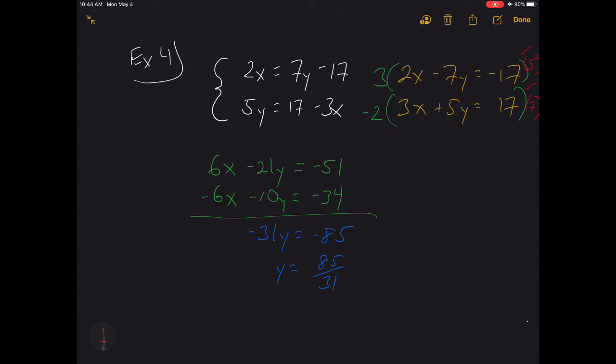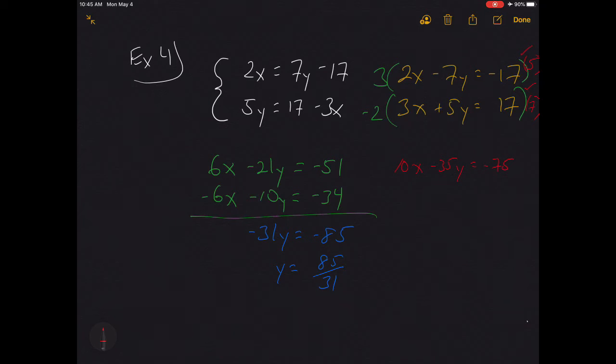So 5 times 2x is 10x. 5 times negative 7y is going to be negative 35y. And then 5 times negative 17, let's see, I believe is negative 75. If I did that correctly, let me think about that. Yeah, that's right, negative 75. Okay, do the same thing with the bottom.